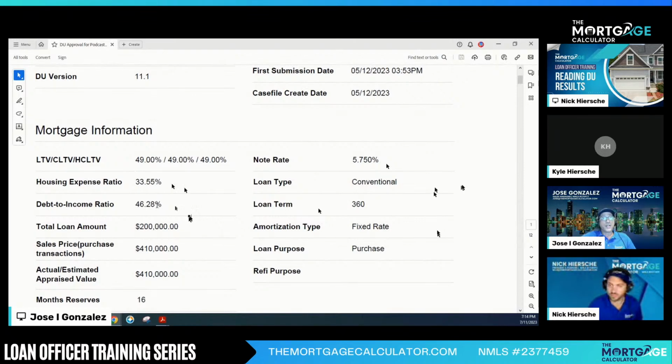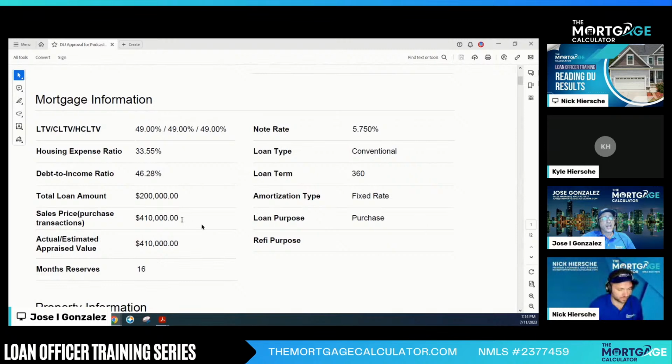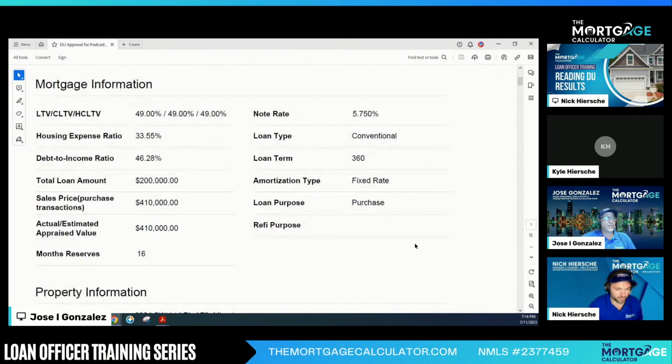Now, 5.75 was the rate that we ran this at. He is doing some buy down. We did get a good amount of bona fide, so he is able to buy the rate down to 5.75%. 410,000 is the sales price, and the appraised value that we put, even though it ended up appraising for that.